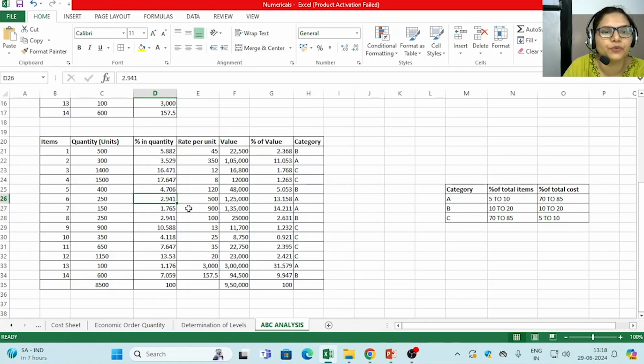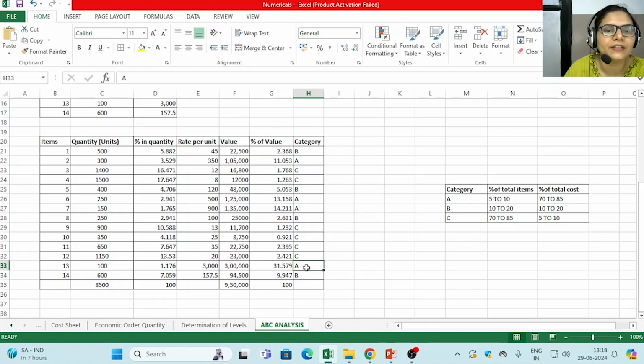Percentage in quantity is 2.4, which is more than a C category item but less than A category. Similarly, item numbers 6 and 7 have been categorized as A category items because they have maximum percentage of value and minimum percentage of units. Next is item number 8, categorized as B category item, which has a higher percentage of value than C and fewer units than C category items. Next, items 9, 10, 11 and 12 have been categorized as C category items.